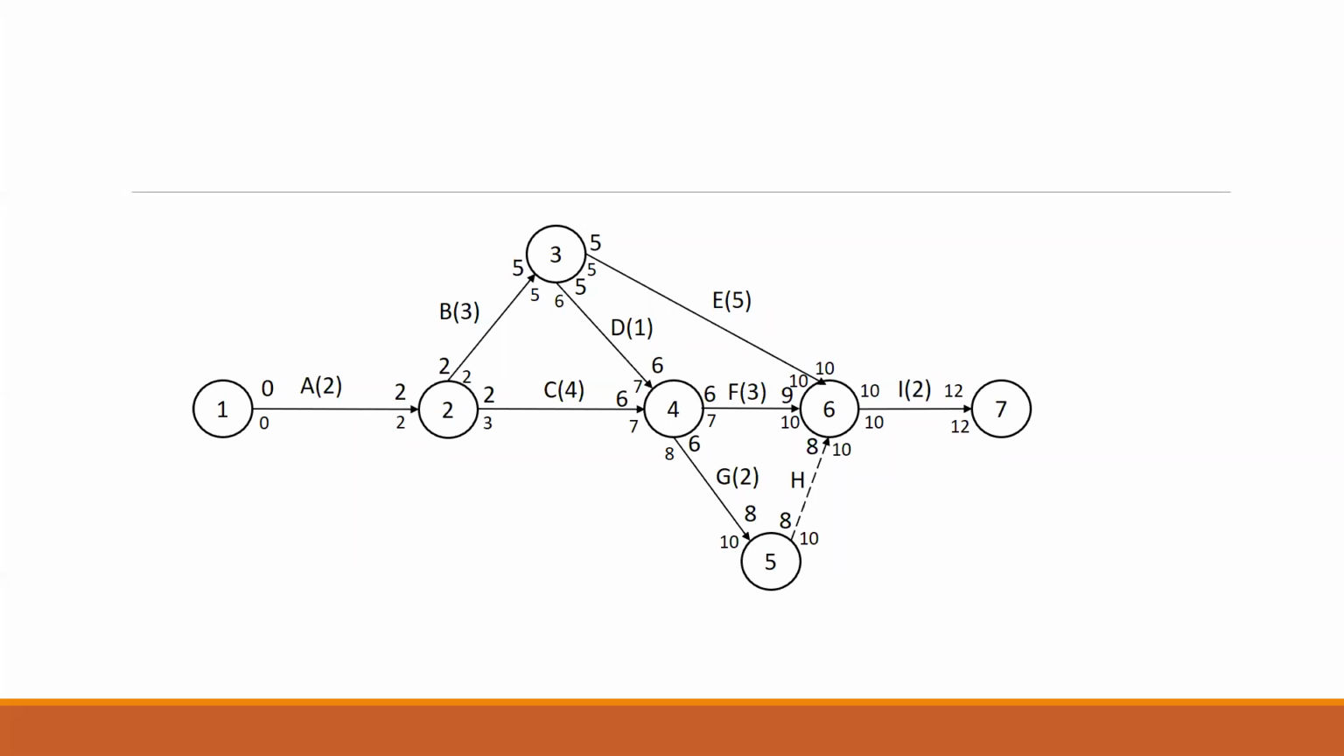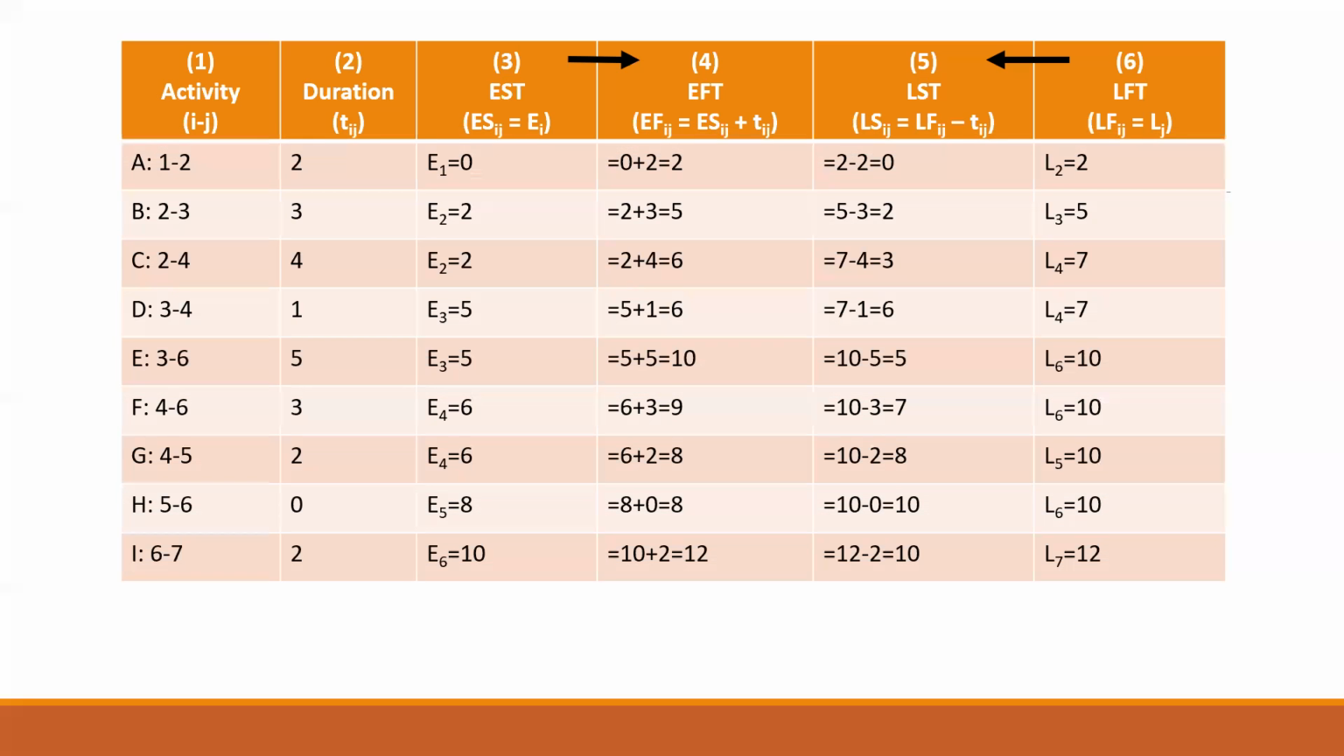While drawing the diagram and doing the calculation, it looks very easy, right? If I have to draw a table, the table is like this. These are my activities. I put all the activities in the first column. Then the duration, tij. Then EST is given as ESij, or you can write it as Ei as well. First we are supposed to find the EST values. Then this is your EFT, and the formula I have written: EFij is equal to ESij plus tij. This is for your forward pass.